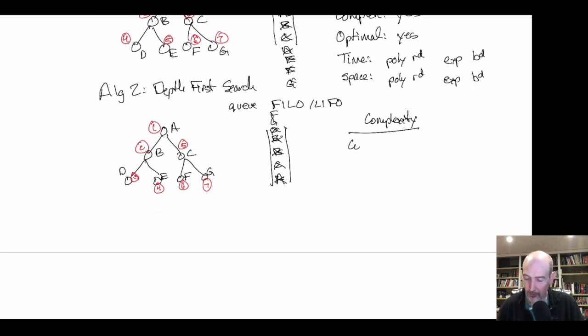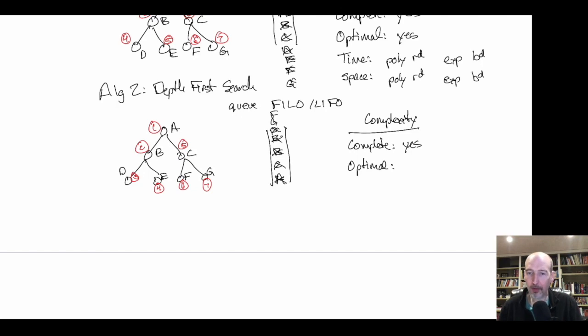And so the first thing we want to look at is, is it complete? And what we see here is if the tree is finite, then I'll be able to go over this entire tree, and eventually I will run through the entire tree and I will find the goal. And as long as it's finite, there's no cycles, that it really is just a tree, then we do have a complete search algorithm. Now, what about optimal?